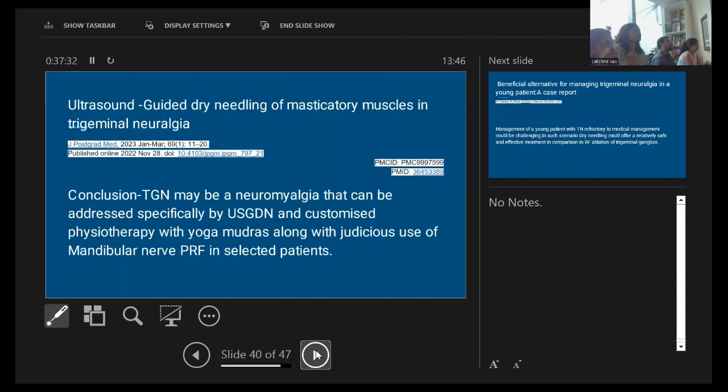So now these are the few references which I have collected. It's the ultrasound guided dry needling of masticatory muscles in trigeminal neuralgia, published in 2022. So trigeminal neuralgia may be neuromyalgia, and that can be addressed specifically by ultrasound guided dry needling and customized physiotherapy with yoga mudra, along with judicious use of other procedures.